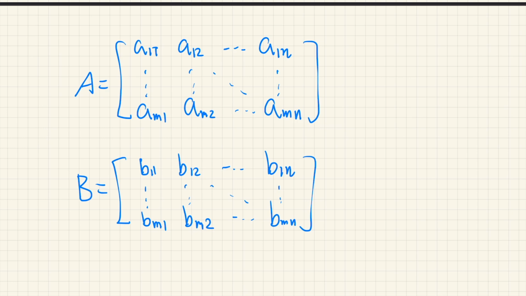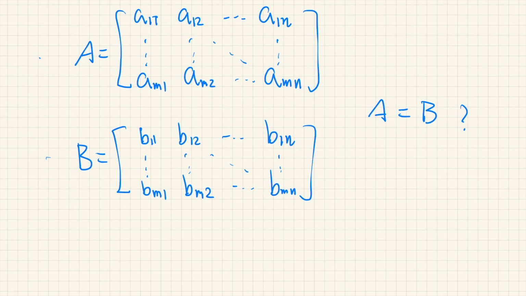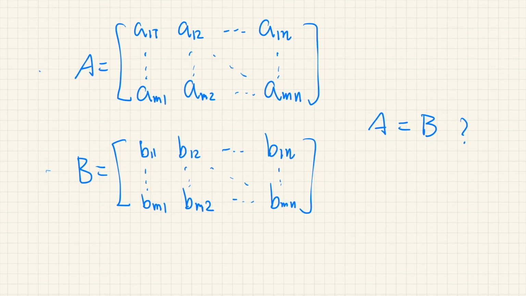Now, suppose we have two matrices, A and B. What do we mean by saying A is equal to B? That means, first of all, their sizes must match. That means the number of rows in A must match the number of rows in B, and the number of columns in A should match the number of columns in B. That's the first condition.